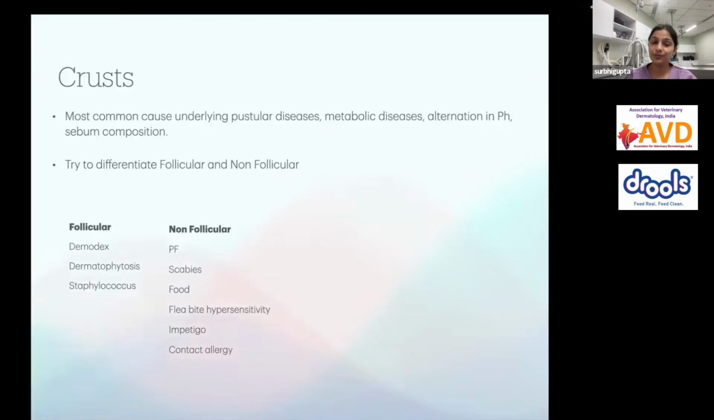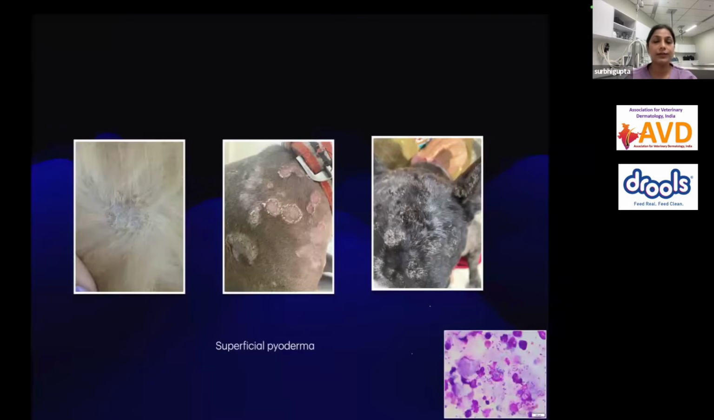First I try to look for that with the very basic tests which are available everywhere, and which you can do as a bedside test. They don't need big expenditure and big investment. Non-follicular basically involves every other thing, for example autoimmune diseases like pemphigus, ectoparasite infections, in some cases food allergies, sometimes impetigos, contact allergies. So slowly I rule everything out.